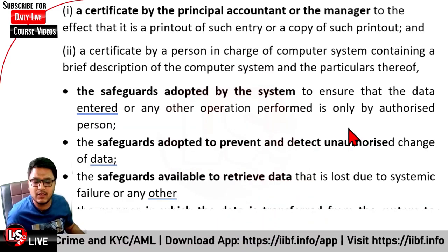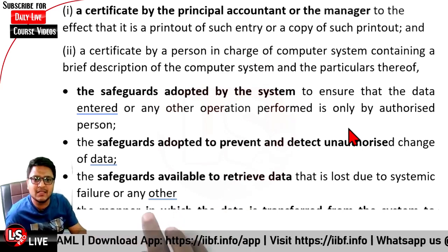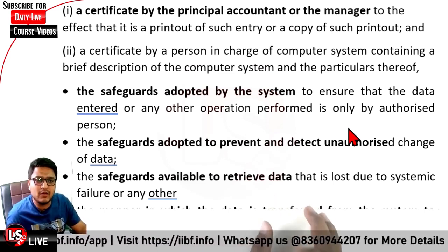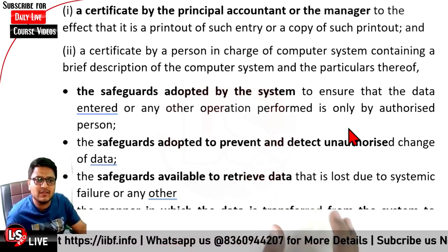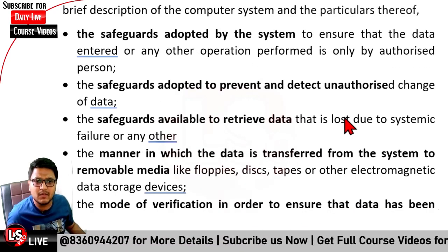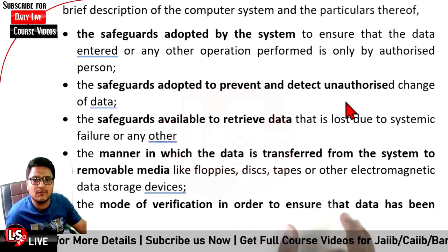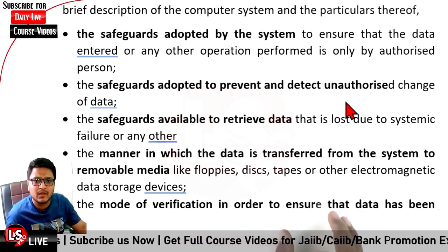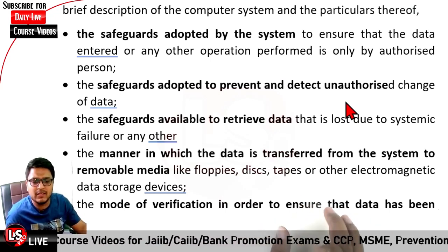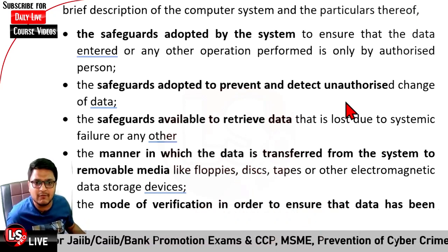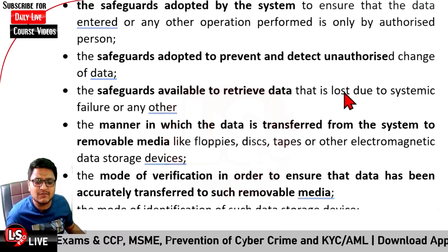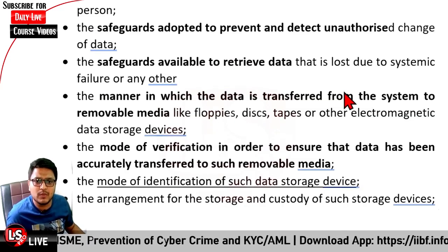Further, we need to certify regarding the safeguards available to retrieve the data, that at the time of retrieval of data, the data is retrieved in such a way that there is no loss of data. And further, the manner in which the data is transferred from the system to the removable media, the safeguards have been adhered to. The safeguards have been adhered to when there was transfer of the data in the network. And further, the mode of verification in order to ensure that the data has been accurately transferred to such removable media, this is to be certified.